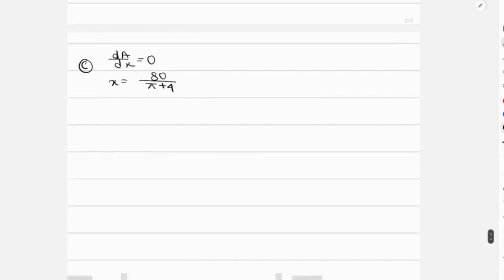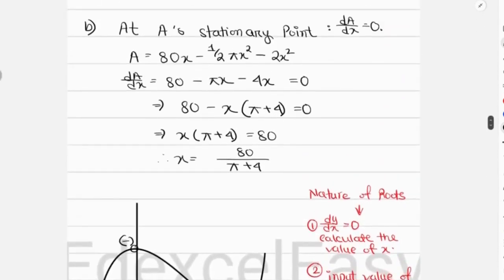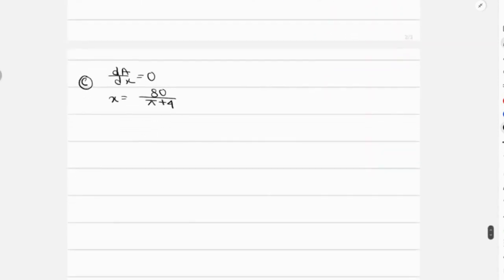In order to find out the nature, you have to first find out the expression for the double differentiation. Okay, now what was the value for the normal differentiation you got? 80 minus pi x minus 4x. Okay, d square y dx square. Originally this equation was 80 minus pi x minus 4x, right? Obviously if you double differentiate it, 80 will entirely vanish from the equation, pi x will become negative pi, and negative 4x will just become negative 4, right?